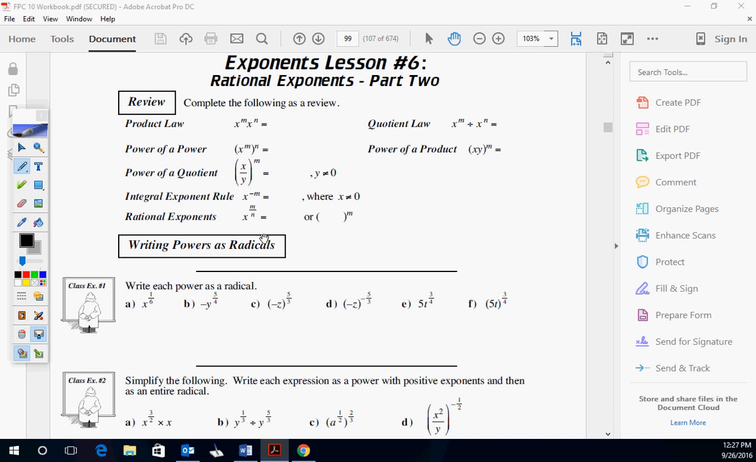Unit 1, lesson 6 of exponents. Okay, so then here's a brief review.